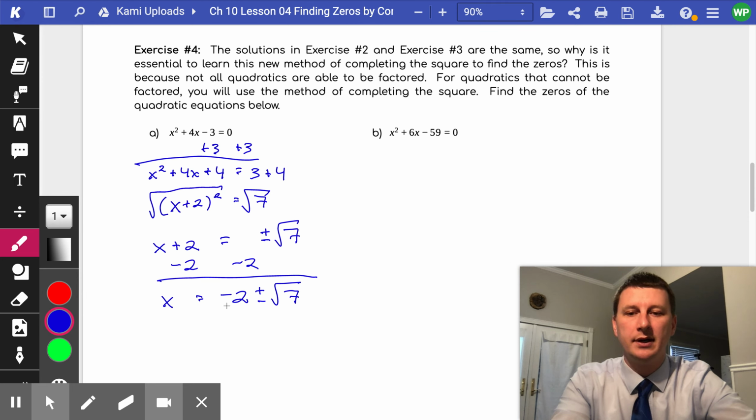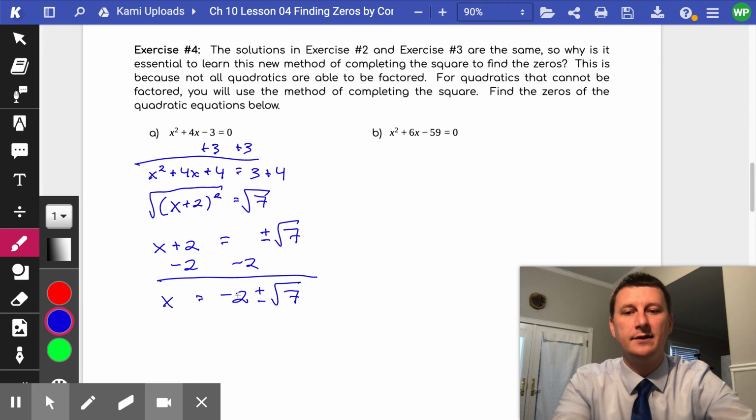If you were to put negative 2 plus the square root of 7 in your calculator, you'd get a very long irrational decimal. And this long irrational decimal is actually the exact precise location where this quadratic crosses the x-axis. And if you were to graph this quadratic and find the exact zeros on your graph, it would match negative 2 plus the square root of 7's value.